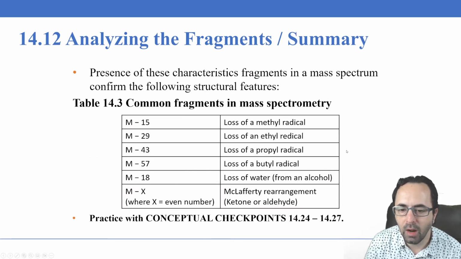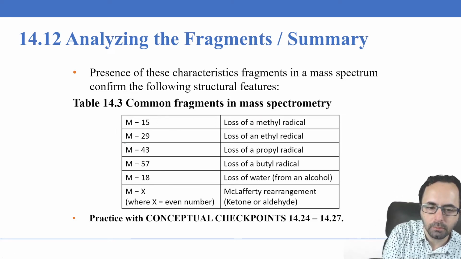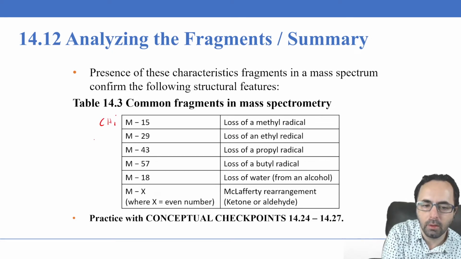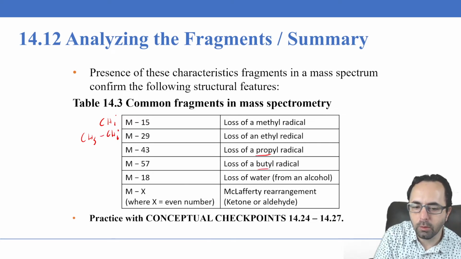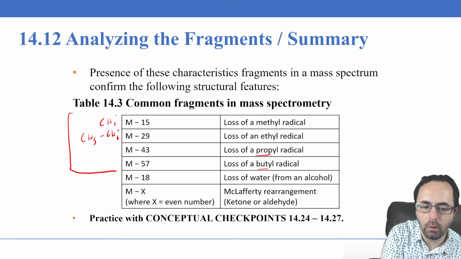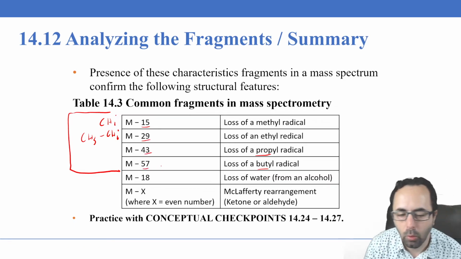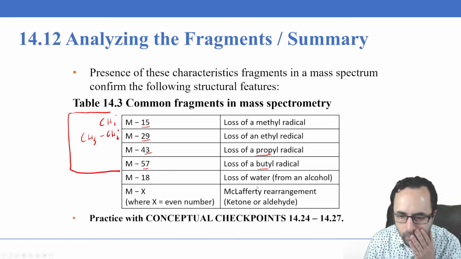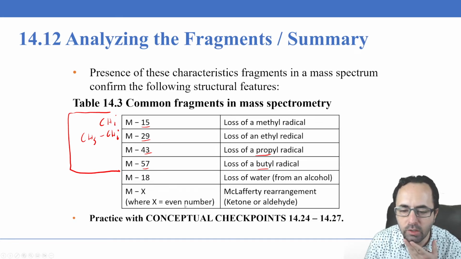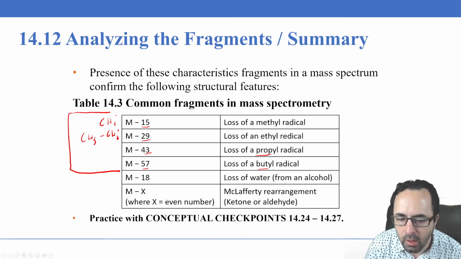So the common fragments we should be looking for, these are the alkyl fragments here. So the methyl radical, the ethyl radical, the propyl radical, and so forth. The butyl radical. So these are all alkyl. Loss of alkyl radicals. They're odd numbers. Notice they're all odd. Whereas if you have water, you should look for the M-18 peak. Or if you have an alcohol, that loss of water will tell you there's an alcohol. And if you lose a large even number, then that's indicating a McLafferty rearrangement, which will occur when you have a carbonyl, a ketone, or an aldehyde.